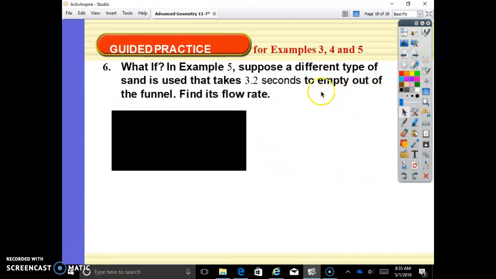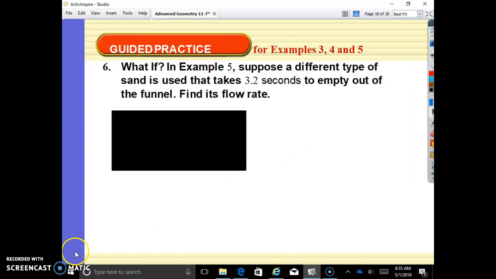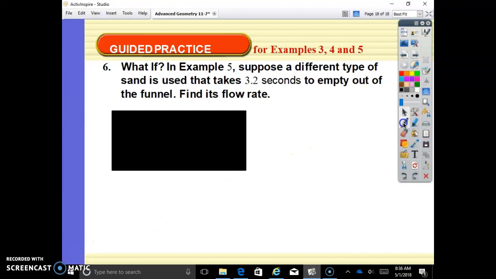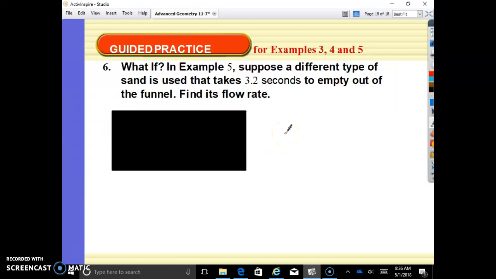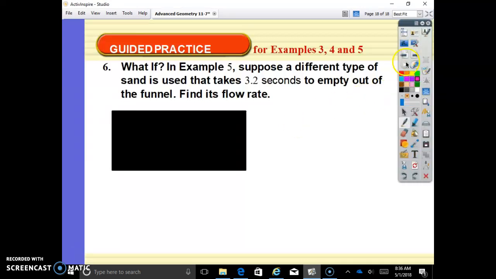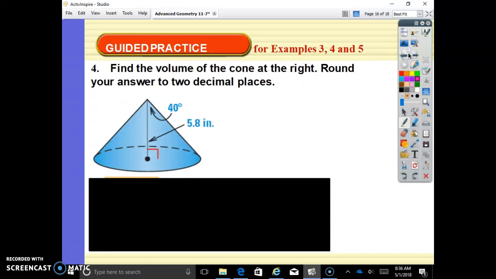All right, and then try this one on your own. I'm going to pause this to give you a second to try it. And here is our last question. What if in example 5, suppose a different type of sand is used that takes 3.2 seconds to empty out of the funnel? Find its flow rate. All right, so we're going back to example 5.